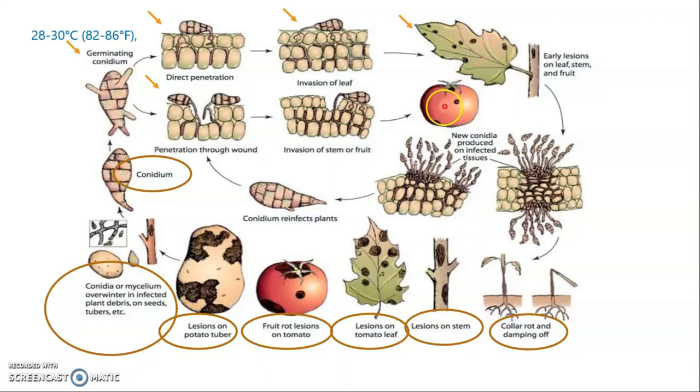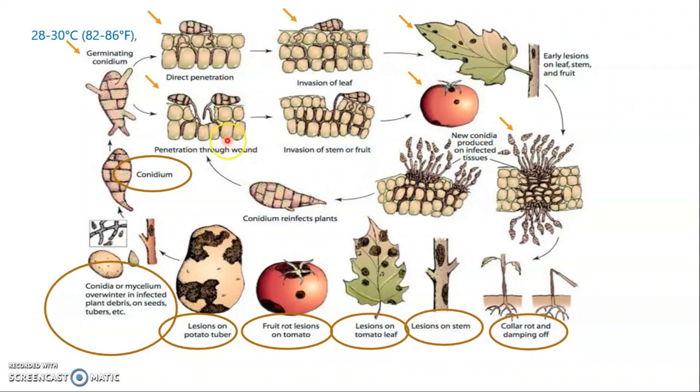So what will happen then when the septums appear? The conidia will come out, the plant tissues become ruptured, and then the conidia will come out, and these conidia will again infect the plant. So then the cycle goes on in the same season.